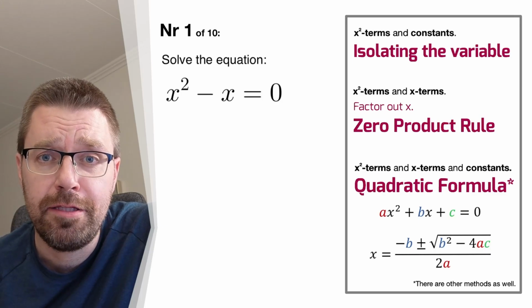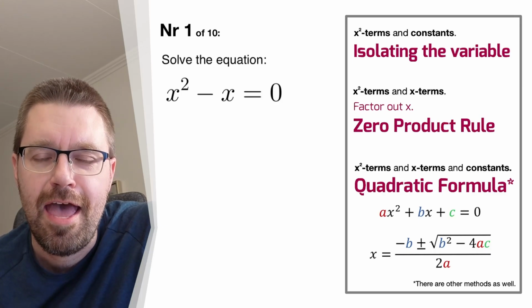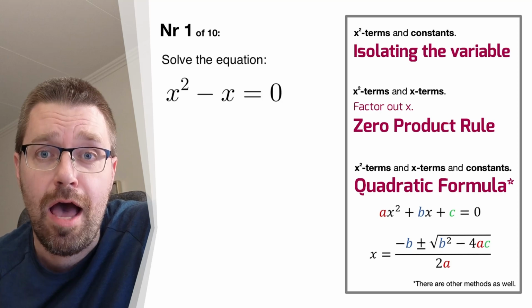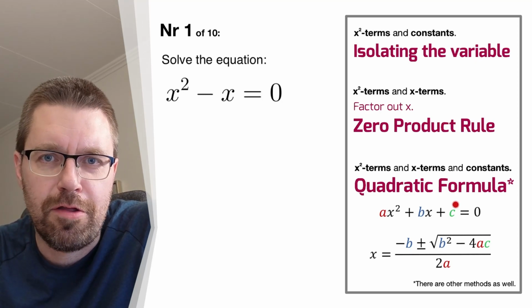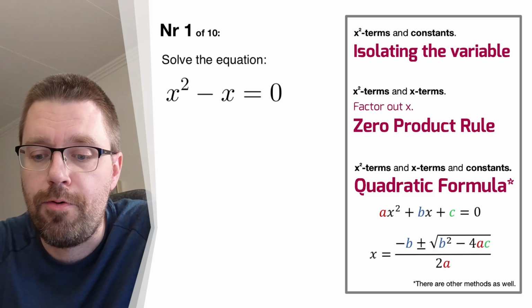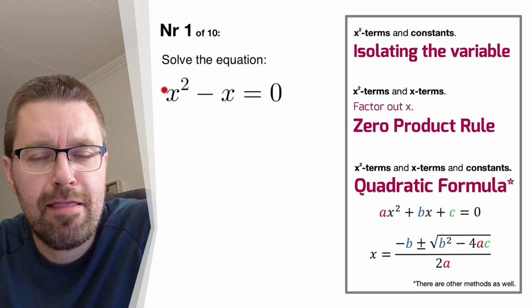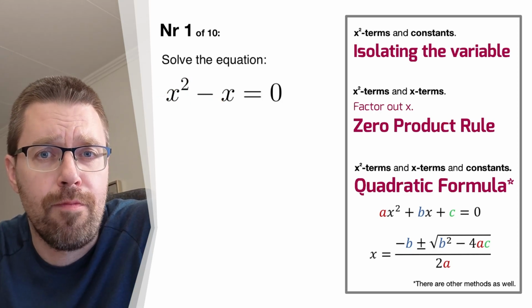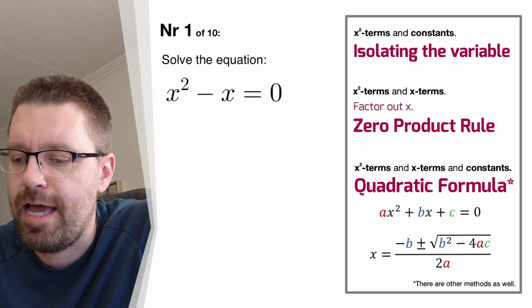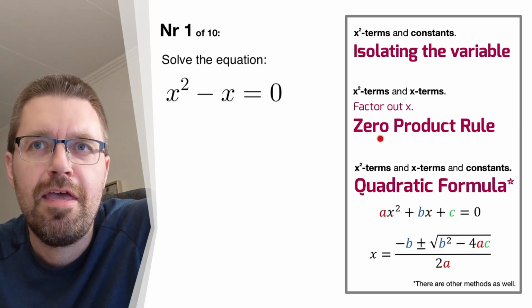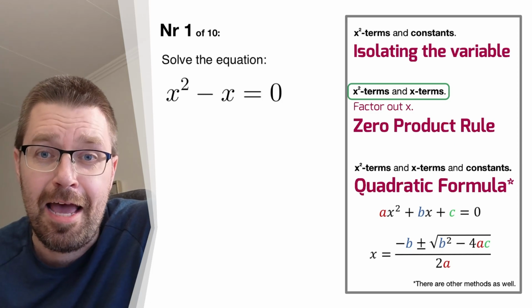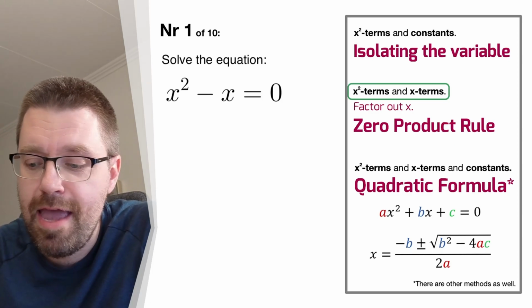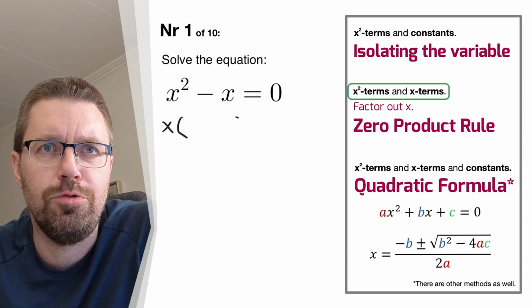Today I have 10 different quadratic equations and I will guide you through how to solve them all with these three methods right here. In the first equation right here, I notice that I have an x squared term and an x term and no constant term. And then I know that I will use the zero product rule.